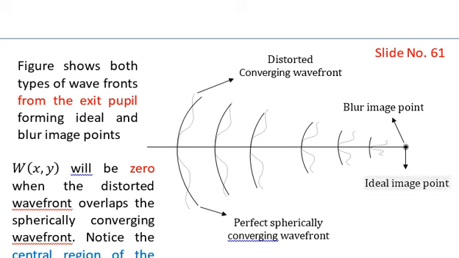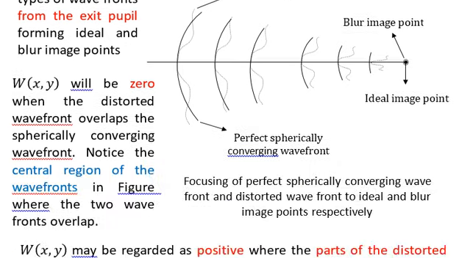So the sharp image corresponds to the ideal image point, and the blur image is due to these distorted converging wavefronts forming a blur image point. And the caption of this figure is focusing of perfect spherically converging wavefront and distorted wavefront to ideal and blur image points respectively.